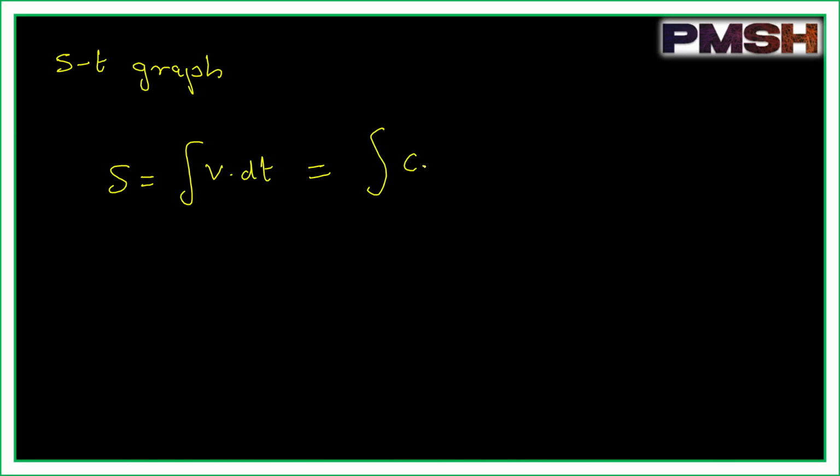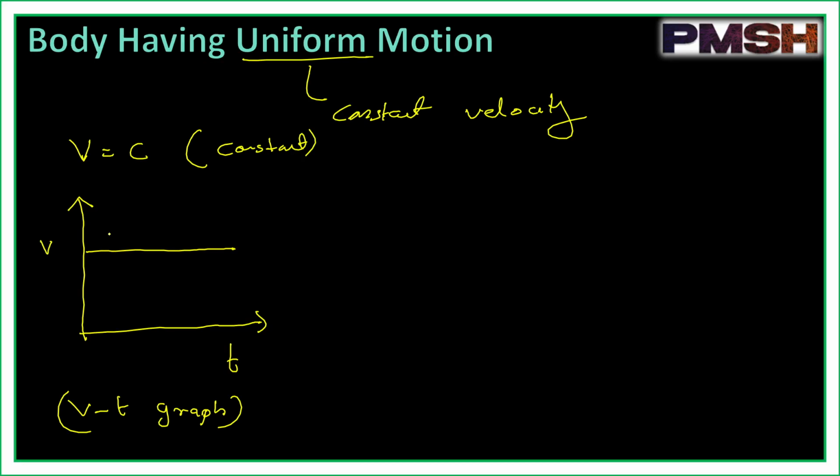Now let us see what the displacement time graph will be for a body having uniform motion. Let us see how to draw the ST graph. We know the equation to find displacement is integral v dt. Velocity is a constant, so you can put it as integral c dt. Uniform motion means the velocity should not change.